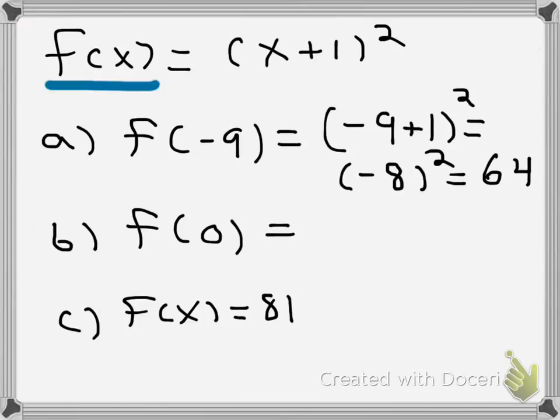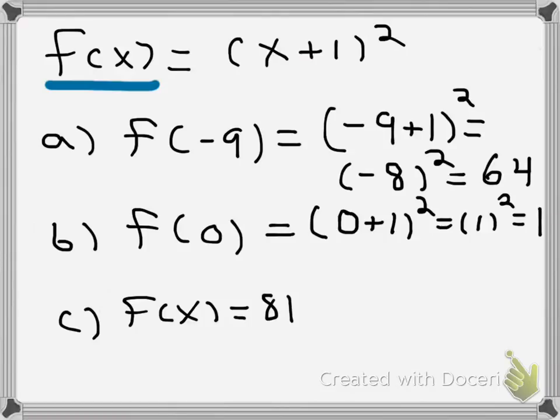Same thing for f of 0. When we have f of 0, whenever I see x, I'm going to put in a 0. So this is going to be the quantity 0 plus 1 squared, or simply just 1 squared. And again, 1 times 1 is simply just 1.